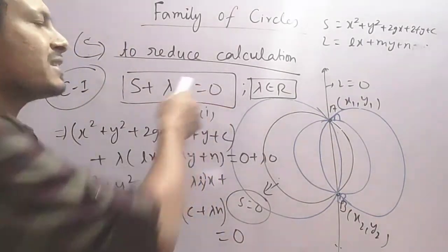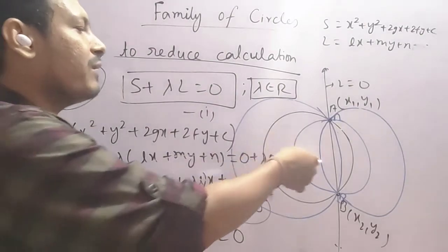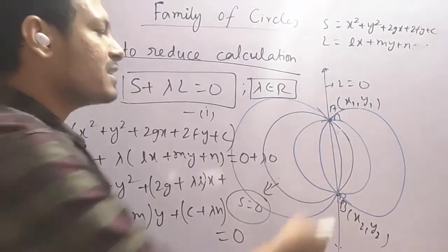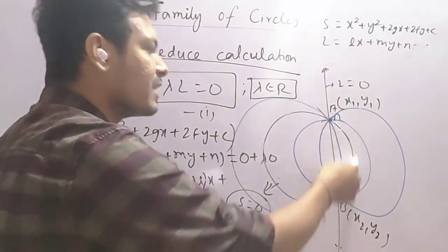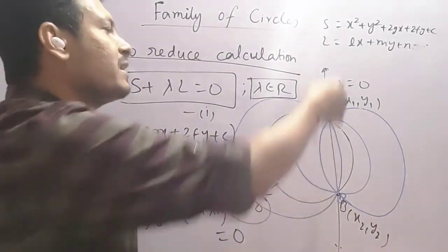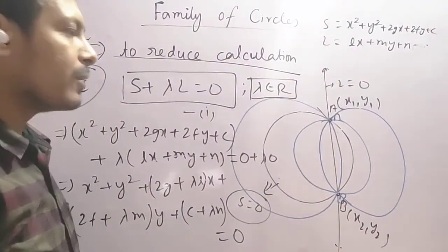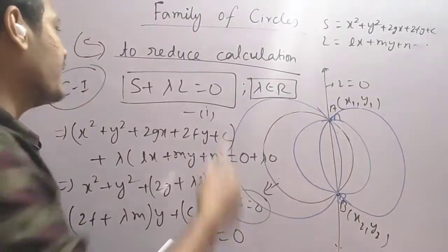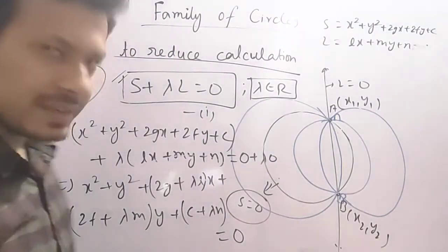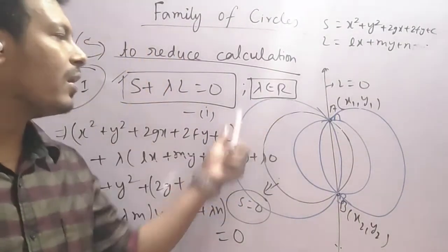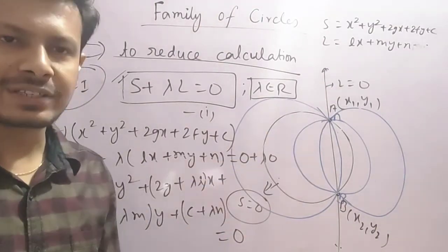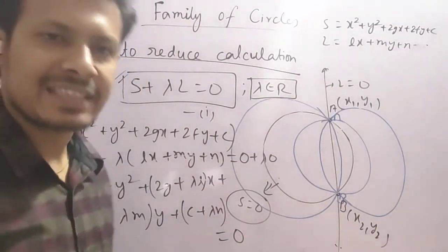So we can say that this is the equation of the family of circles which passes through the points of intersection of this circle S equals 0, which is given to us, and L equals 0. तो यहाँ पे हमने पता किया कि ये अपने पास equation of the family of circles है. Now the question is here, how does it help to reduce the calculation? Calculation को reduce करने में हमें कैसे help किया?